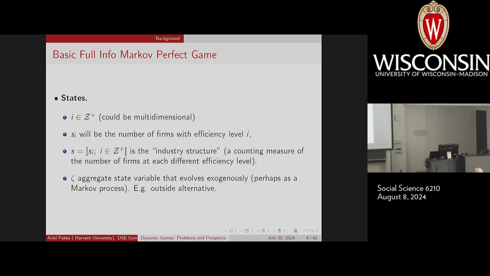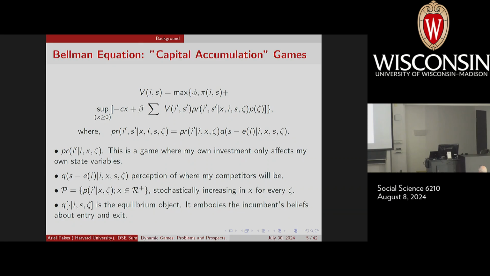And then in addition to that, there's an aggregate state variable that evolves exogenously, usually as a Markov process. Essentially in a demand system, it would be the outside alternative. So you're playing against things that are in your market, but also there's stuff outside of your market that people could go to instead of staying in your market. Okay, so the model is set up with something like this.